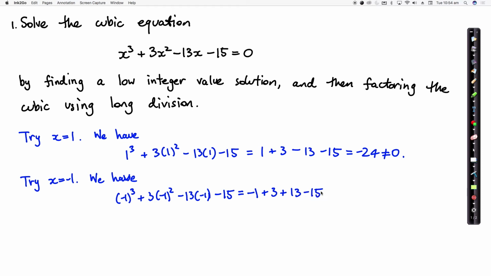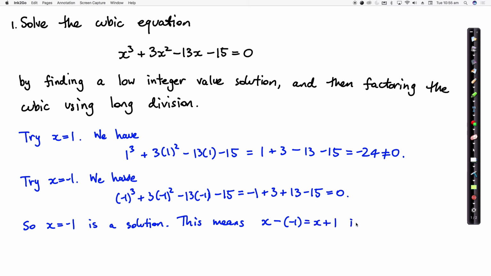And then minus 15. And so we get minus 1 plus 3 is 2, plus 13 is 15, minus 15 is 0, right, which is the magic number we're looking for. So this means that minus 1 is a solution to this cubic equation. So x equals minus 1 is a solution. And this means that x minus the solution, minus 1, or of course we usually just write this as x plus 1, is a factor of the cubic.